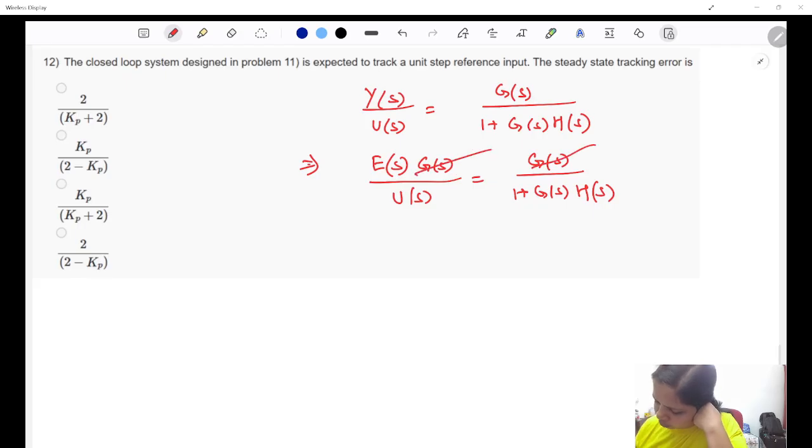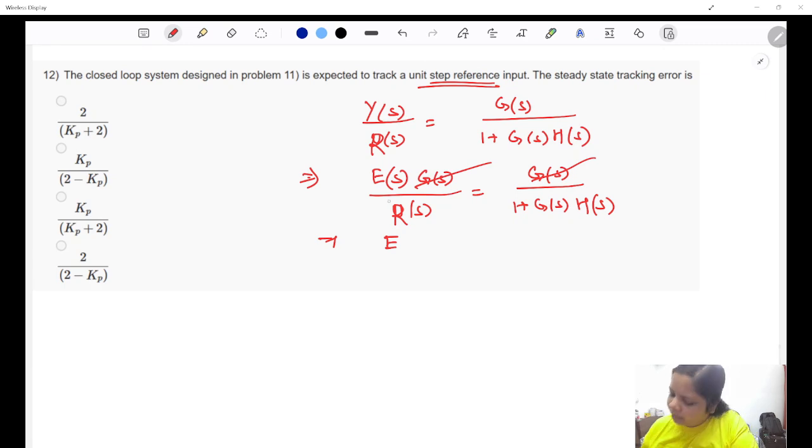From here, these two terms cancel out. I am replacing U by R because I want to make sure it is a reference. It's not a control input, it is a reference input, right? YS upon RS, which we usually say is a unit step or whatever it is. So from here you can write ES, just replacing U by R. That is it. So ES can be written as RS upon 1 plus GS HS.